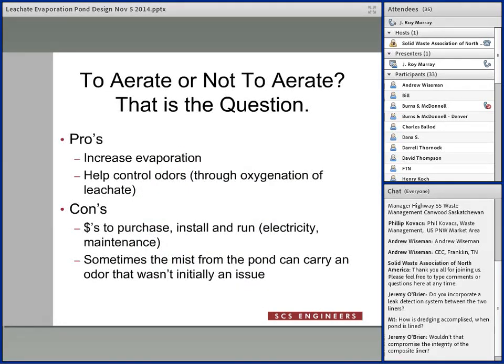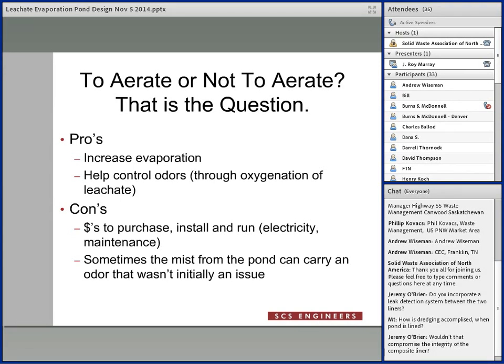Aeration or non-aeration. The pros of aeration are it does increase the evaporation. How much it increases the evaporation is going to depend on the aerator you're putting in there and how many aerators you have, and so that can be difficult to evaluate. But I do know there are a lot of sites that like to use it, and it can also help control odors.